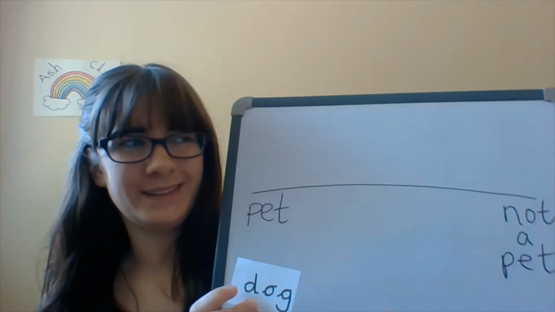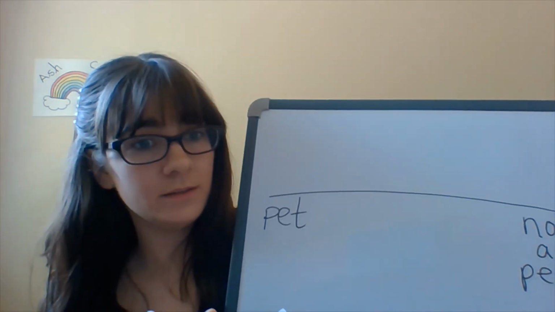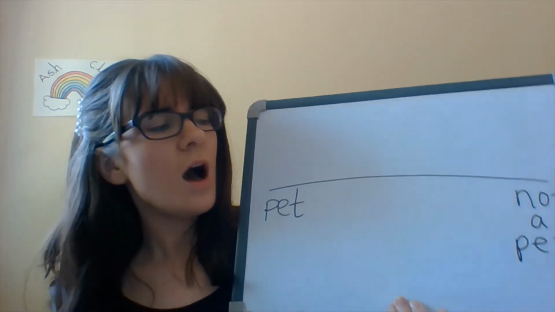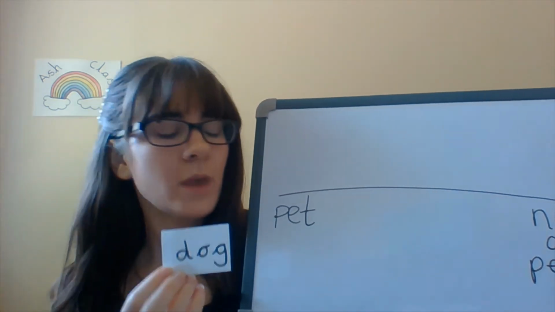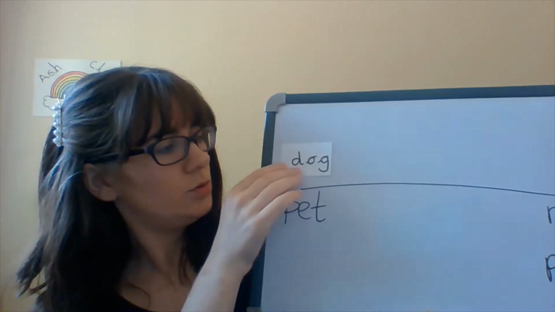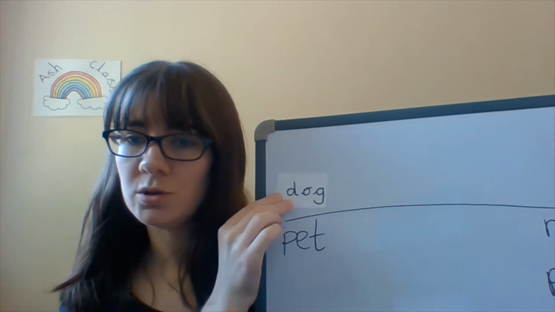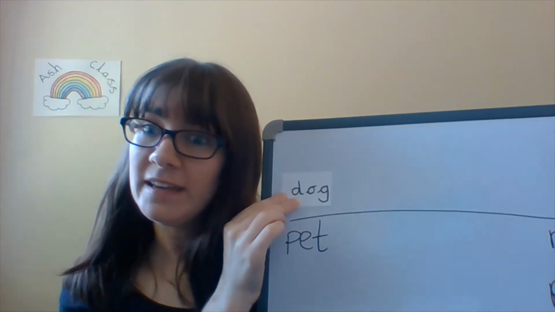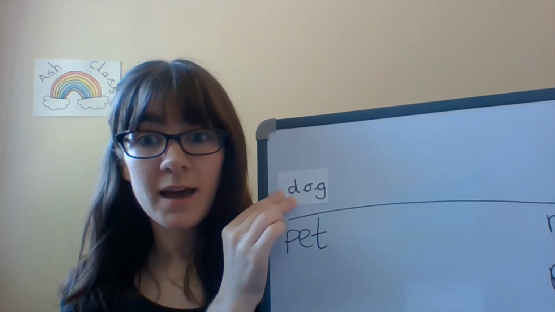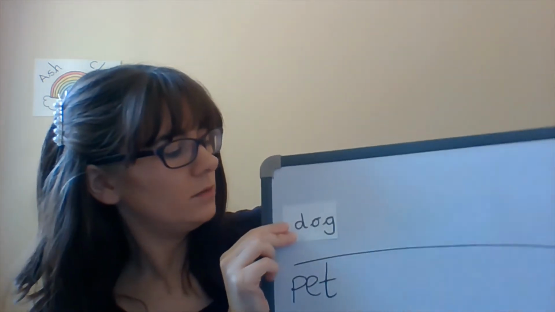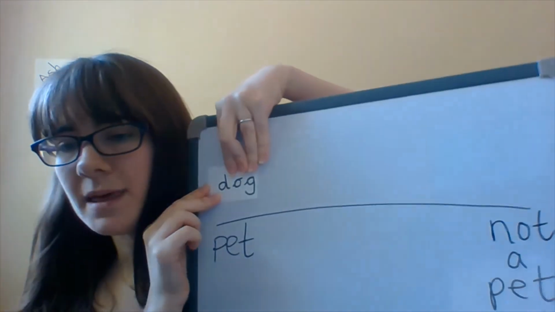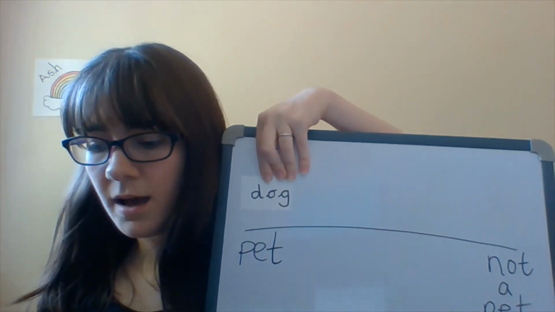I would probably say, now there's no right or wrong answer for this, as long as you can give a reason. I think I know lots of people that have dogs as pets. So I'm going to put dog as pet. And I know that people like to look after dogs and they need lots of feeding and looking after, and they often live in people's houses. So I think that makes them a pet. Definitely a pet.